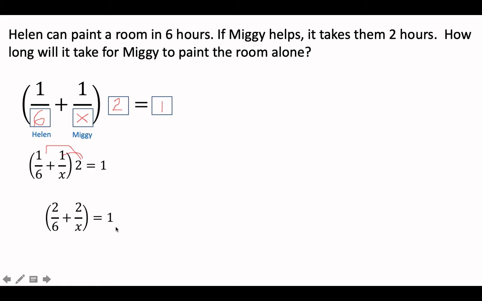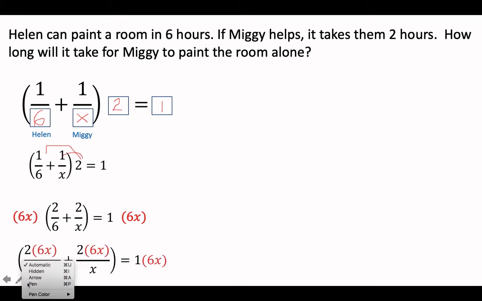Then we will multiply each side by 6x, and that is their LCM, because we want to get rid of the denominator to make it simpler. So we'll distribute this to each of them. After distributing, let's start to cancel. 6 divided by 6 is 1. On the other side, there is a common x, so x divided by x is also 1. So 2 times x is 2x. Copy this plus. Then 2 times 6 is 12. Copy the equals. 1 times 6x is 6x.